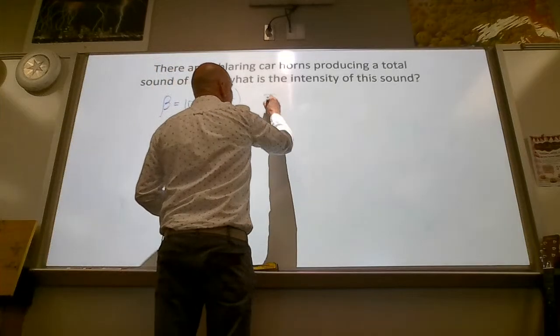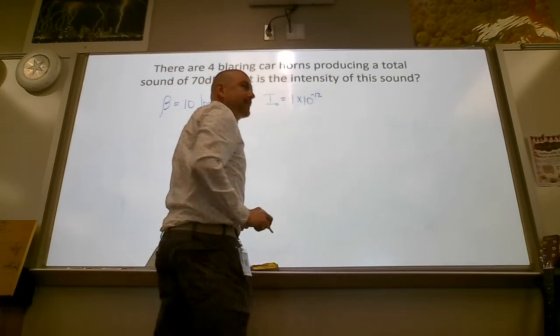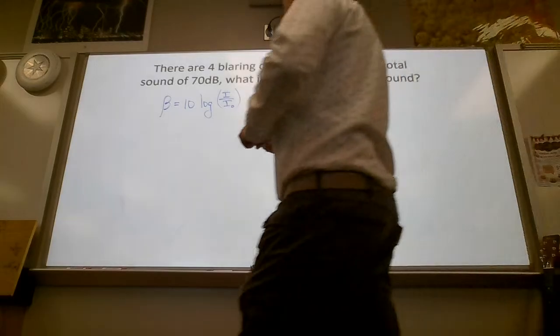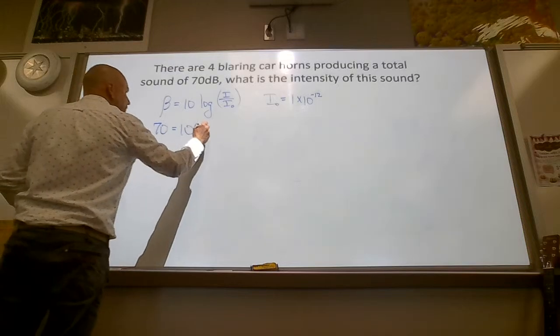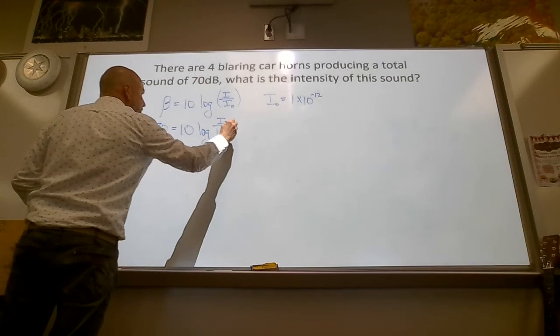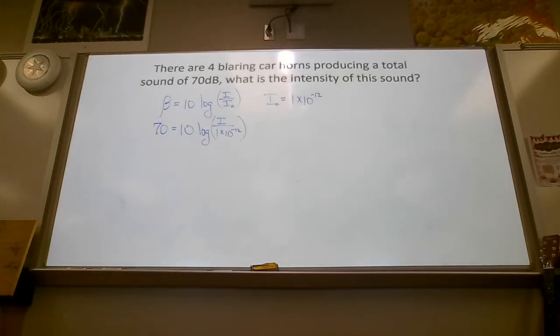My I naught, or I sub O, this is the threshold of hearing. This is the quietest volume that we can hear, the quietest intensity that we can hear. So to figure out this intensity, put it in that equation. And I'm going to solve for I.